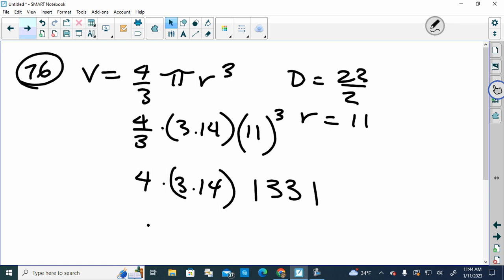Good. I got 5,572.4, right? And the 4 would not mean that you round it up. And again, if you put the decimal, I'm not going to count that against you. But it says round to the nearest cubic inch.